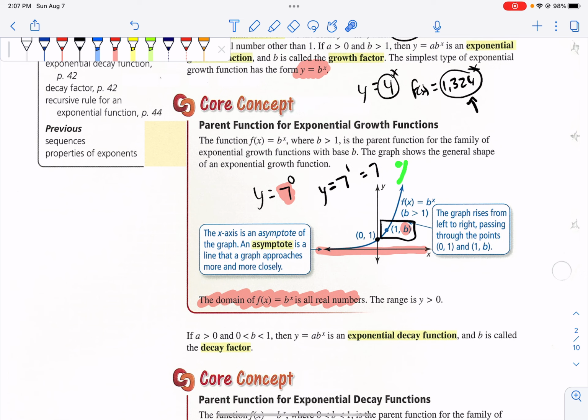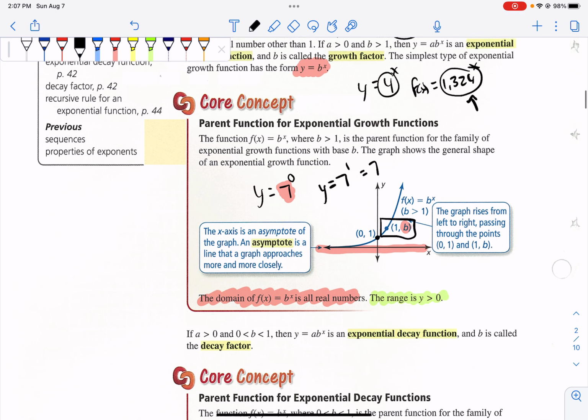I go up forever, but I never go below 0. In fact, I never even reach 0. So my range is y is greater than 0. All right, a couple of things there to keep in mind as we're going through these problems today.